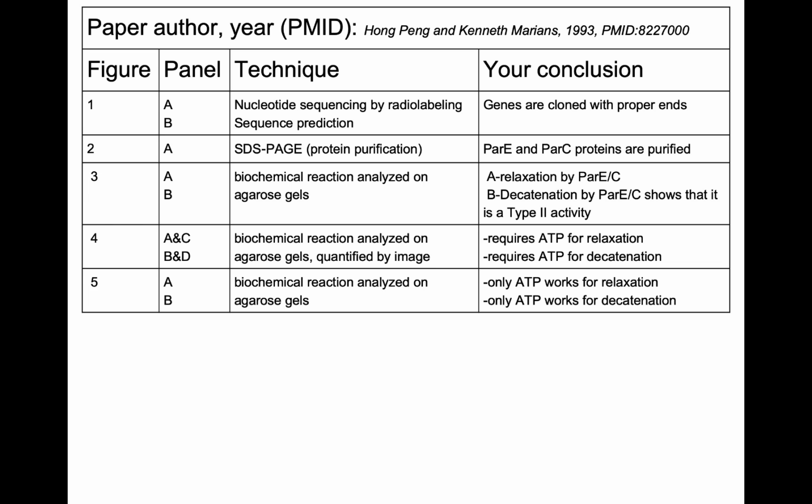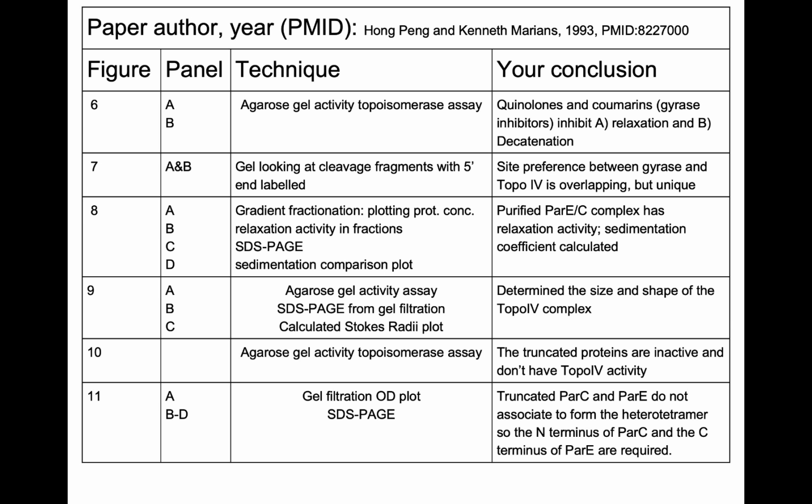For figure 3, that's the one that we spent the most time on. Right. And it is a type 2 activity, right? That's what we do. Right, so we say what they did and what the conclusion was for each part of the figure. Right. This is the ATP dependence, right? Then figure 5, which we didn't talk about, is essentially the same thing, but they used other nucleotides besides ATP and showed that they didn't work. Okay. So it's not just any nucleotide.